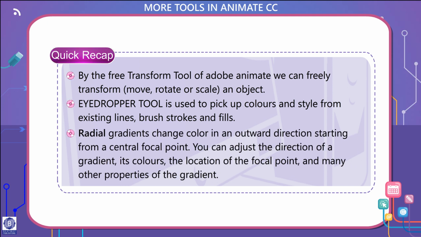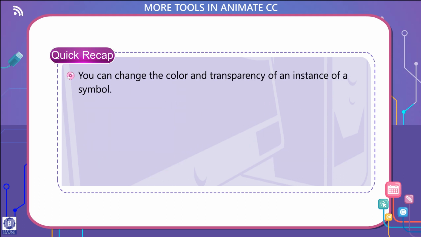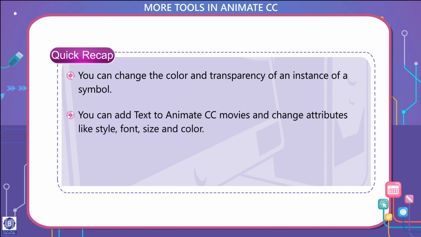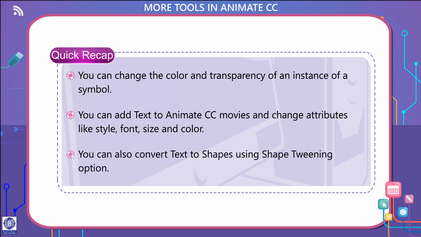Radial gradients change color in an outward direction, starting from a central focal point. You can adjust the direction of a gradient, its colors, the location of the focal point, and many other properties of the gradient. You can change the color and transparency of an instance of a symbol. You can add text to Animate CC movies and change attributes like style, font, size, and color. You can also convert text to shapes using the shape tweening option.